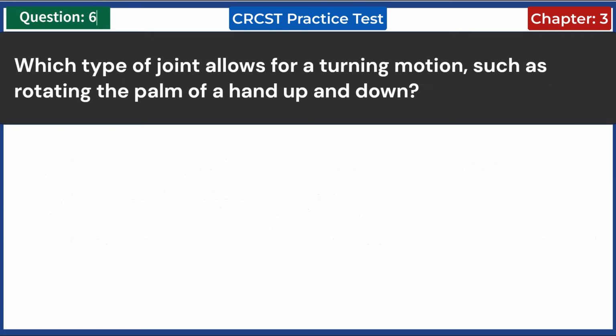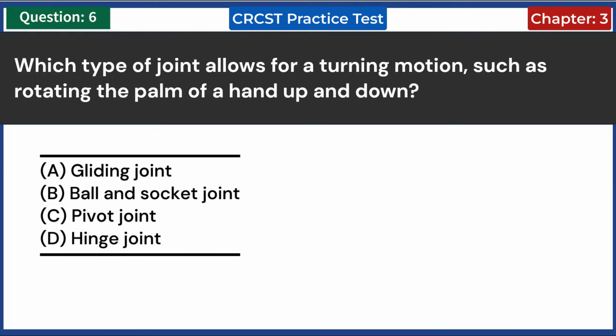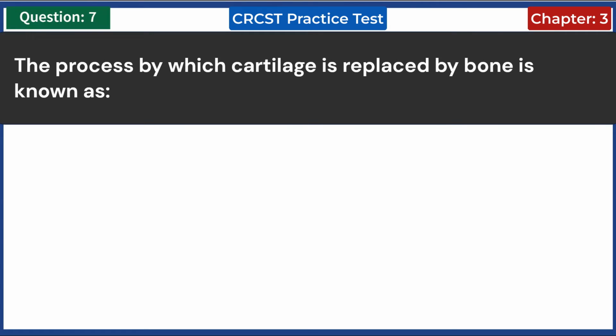Which type of joint allows for a turning motion, such as rotating the palm of a hand up and down? A. Gliding joint. B. Ball and socket joint. C. Pivot joint. D. Hinge joint. Answer: C. Pivot joint. The process by which cartilage is replaced by bone is known as A.